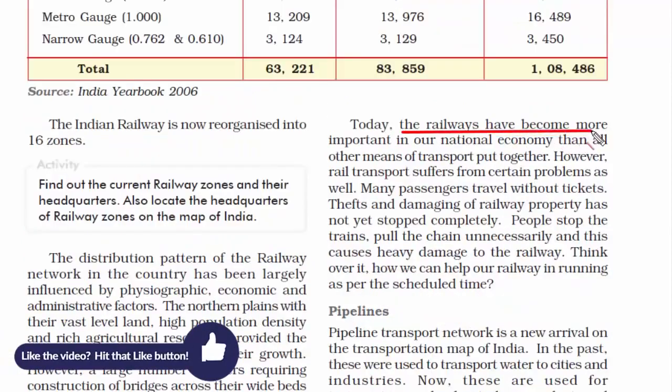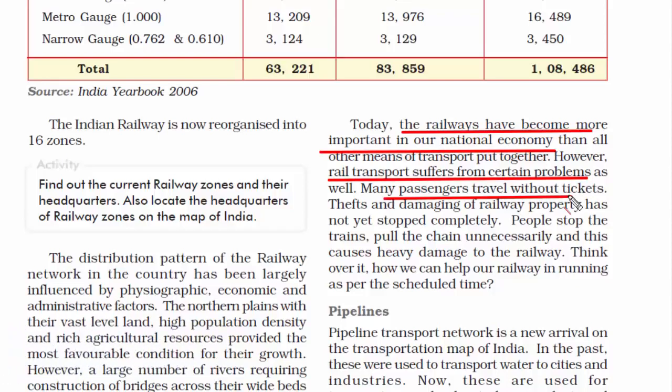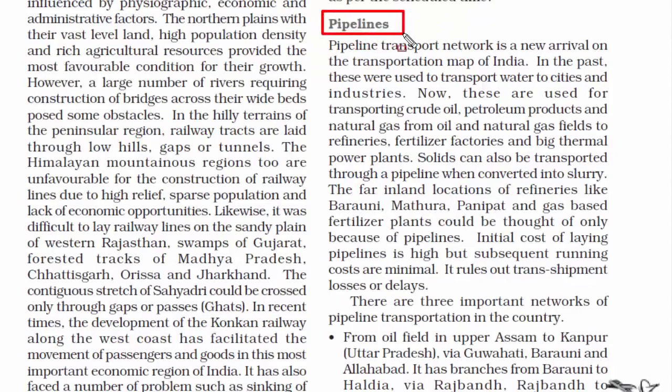Now, railways are very important to the national economy, but they have their own fair share of problems. Like many passengers travel without tickets, so that causes a huge loss to the railways. And then there are thefts and damaging of railway properties. Sometimes people pull the chain unnecessarily, so that costs a lot of time. And time is money for the railways. So delay here and there causes many heavy damages to the railways. So this was all about the Indian Railways. It's time to read about pipelines.